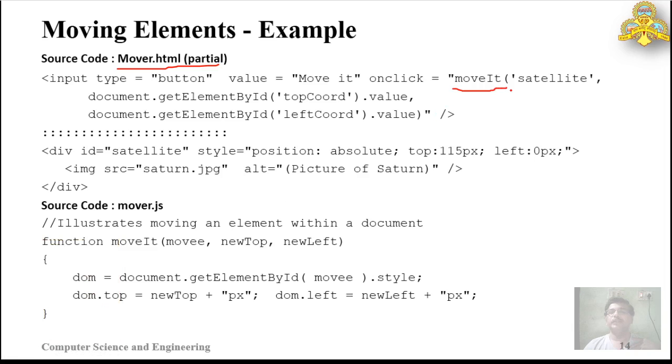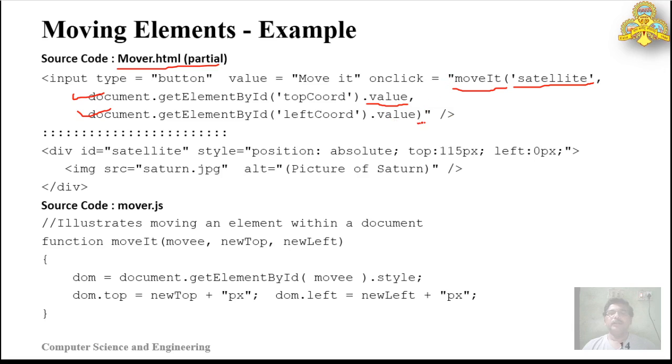The move it function takes three arguments. One is the reference, that's the string name of the element. Then the second argument is the top coordinate and its value. That means from the top edge how many values it is to be moved, and the left edge, the left coordinate and its value.